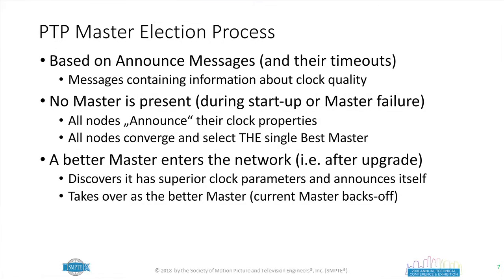So that's one case. The other case is I am upgrading my infrastructure. I am introducing a new master into the infrastructure. So after an upgrade, typically. So first thing you do, you listen to the messages on the network. Who's the current Grandmaster? What are they announcing in terms of properties? If your clock properties are better, you start announcing yourself. That issues yet another BMCA. But the current Grandmaster will understand that somebody is better and will therefore back off, and the new one will become the Grandmaster.